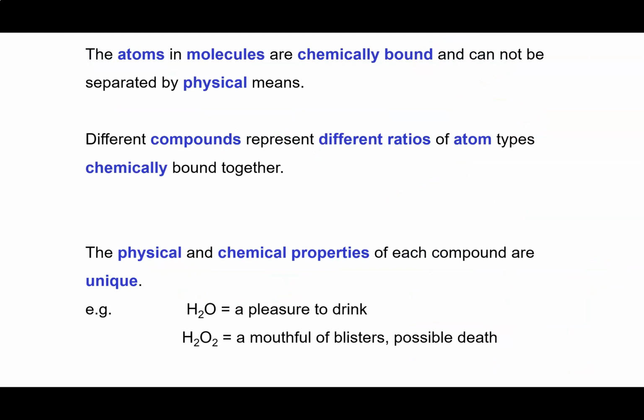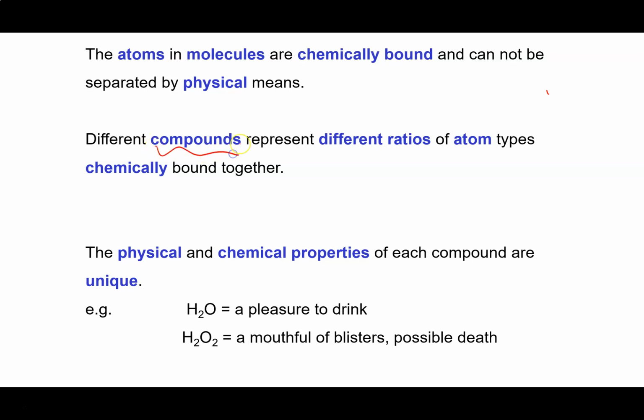So the atoms that are present in molecules, or we could say all polyatomic ions to be fair, are chemically bound to one another. You can't separate them by physical means. You can't use a magnet, you can't use a filter to separate out the different atoms that are in a molecule or a polyatomic ion. So that's an important thing to keep in mind.